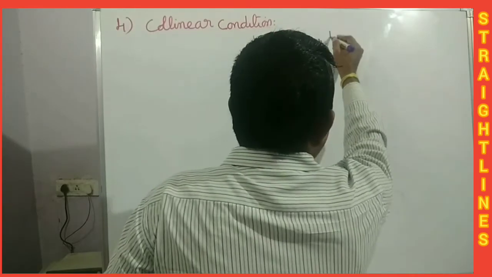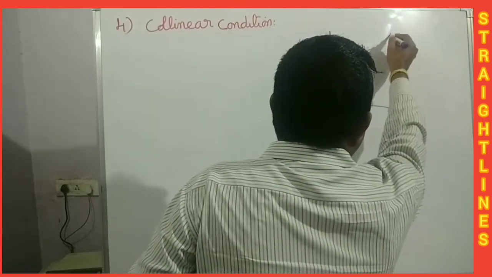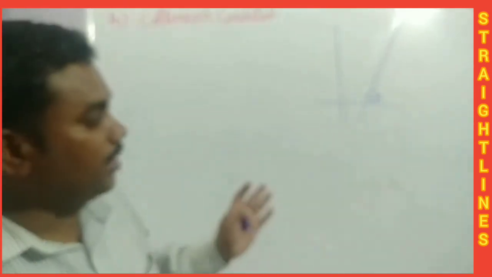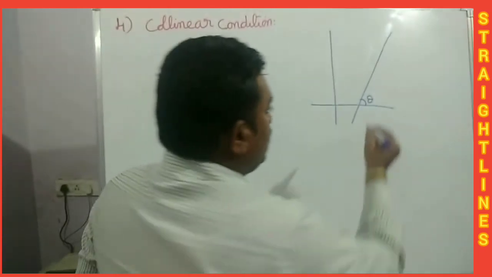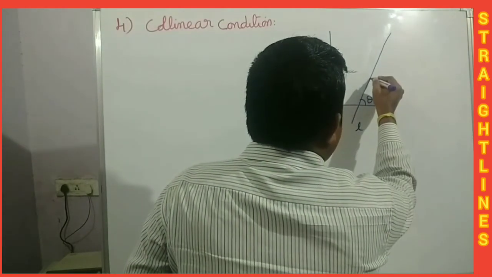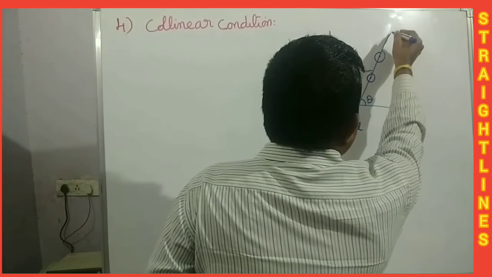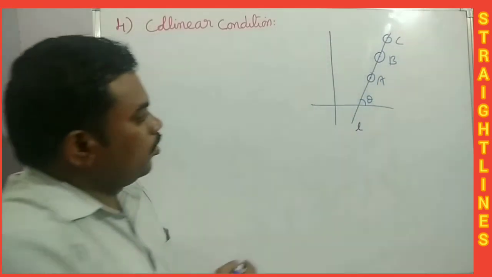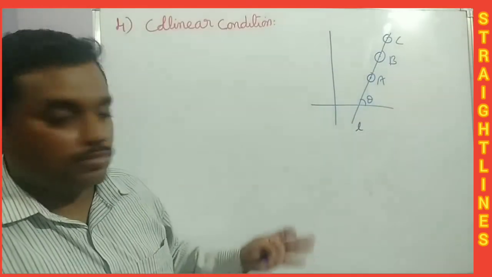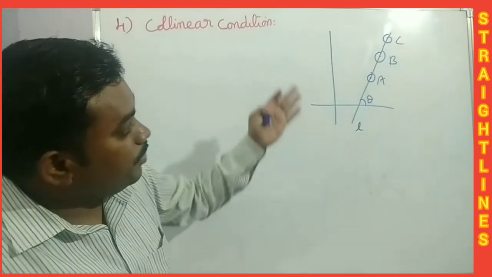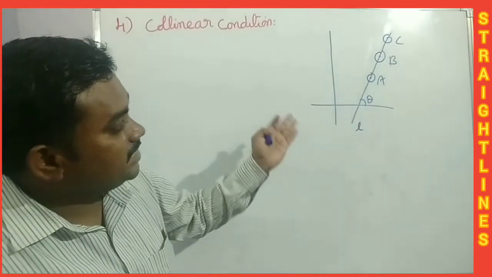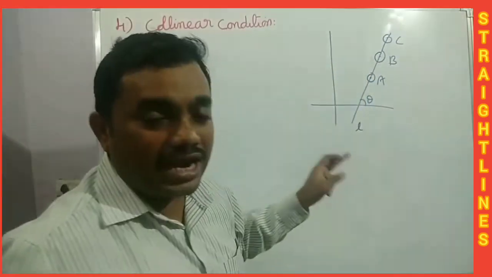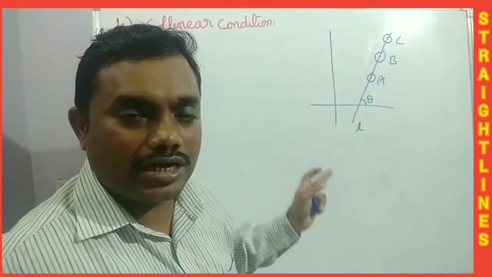Now see here, let the line L makes an angle theta with x-axis. So slope M equal to tan theta. Now here in this line we have 3 points: A, B, C. Now what is the AB line slope? M only. BC line slope M only. AC line slope M only. That means 3 points lie on the same line. The points are called collinear.